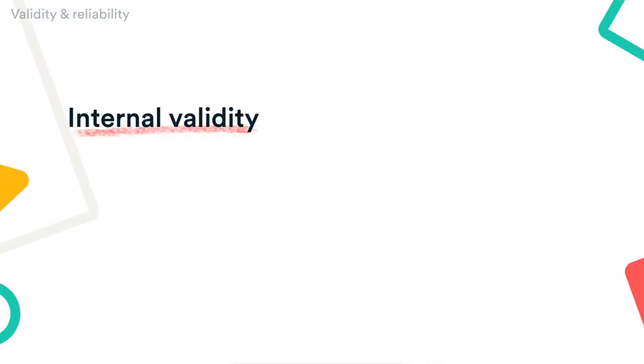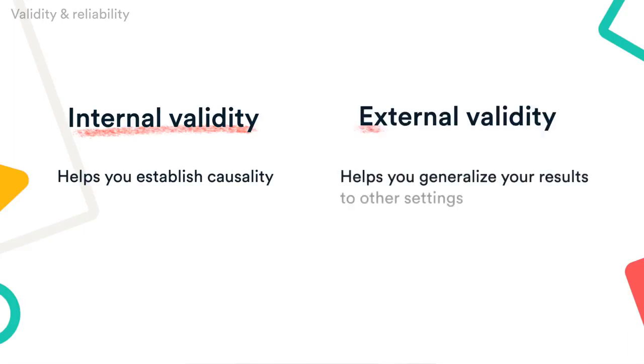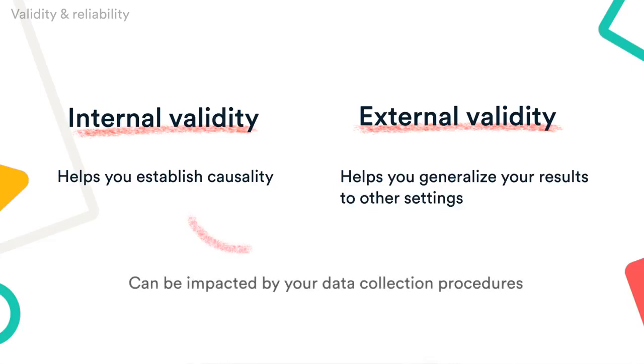If you're testing a cause and effect relationship, you also need to think about internal and external validity. Internal validity helps you establish causality, while external validity means you can generalize your results to other settings. Both can be impacted by your data collection procedures. Check out our article to learn more.